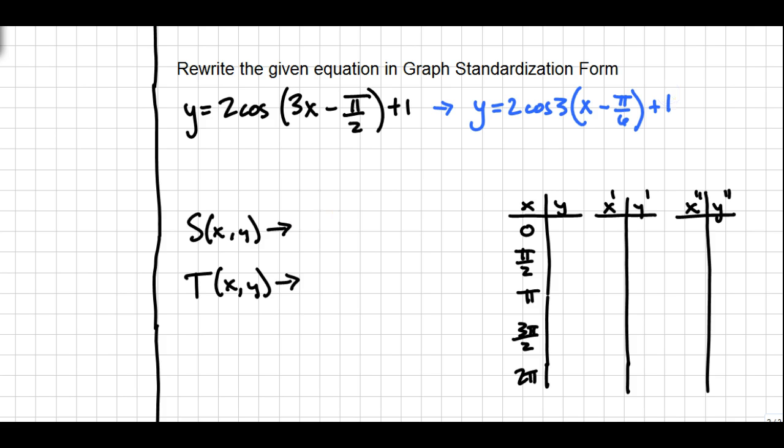Let's write our rules next. The scale change rule is going to be whatever we're multiplying or dividing by. In the equation, we're multiplying by 3 for x. So in the rule, we're going to be dividing by 3 or multiplying by a 1/3. For the y value, we're currently multiplying by 2, so it's going to stay that way. For the translation, we've got x minus pi over 6, so we're going to say plus pi over 6 for the rule, and plus 1 for the y.